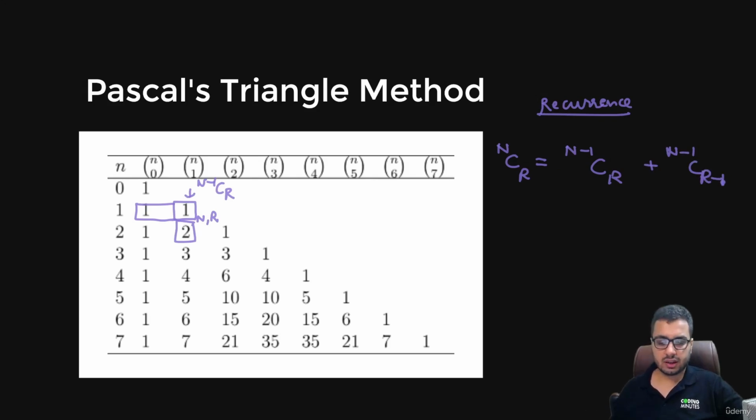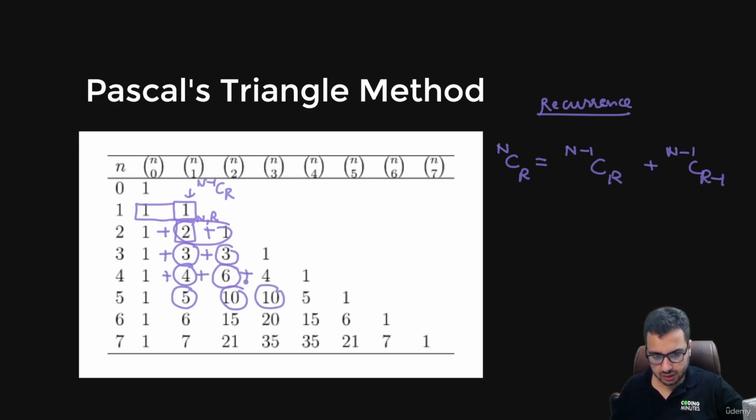If you look carefully, this 1 plus 1 is 2. Similarly, this 3 is nothing but this 2 plus 1. What about this 6? This is nothing but this 3 plus 3. What about this 4? This is 1 plus 3, 4. What about this 5? This is 1 plus 4, 5. What about this 10? 6 plus 4, which is 10.